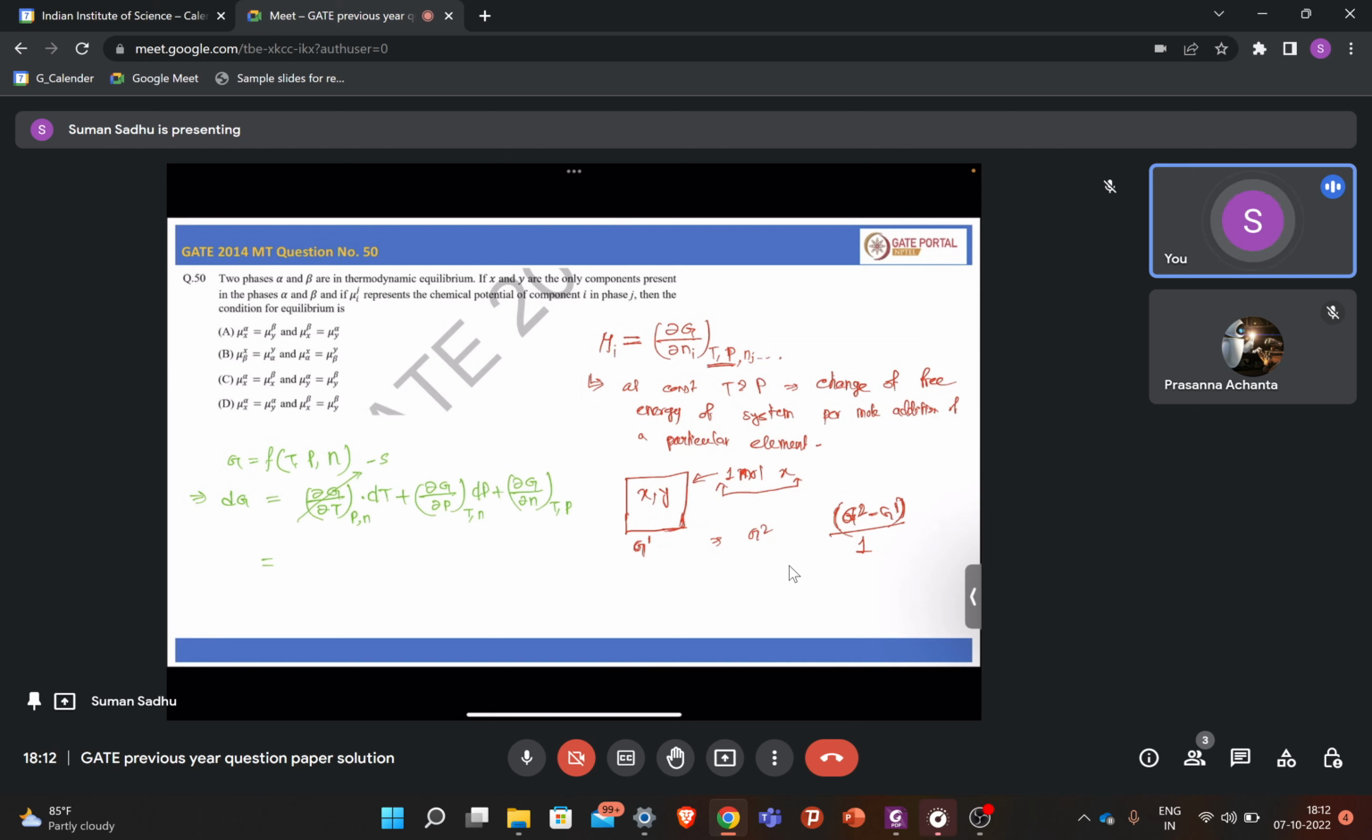You know that Maxwell equation: dG equals V dP minus S dT, right? Now, if the pressure is constant, that means dP is 0. So then (∂G/∂T) at constant pressure will be minus S, right? From this equation you will get it. And similarly, (∂G/∂P) at constant temperature will be what? V, right? So here we can write that this term will be minus S and this term will be V, and there will be dn, and this term is mu.